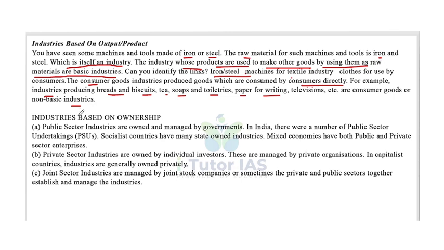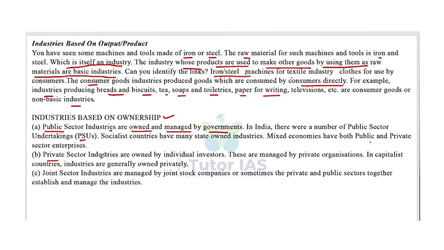Okay. Now, industries based on ownership. Public sector industries, private sector industries, joint sector industries are some of the examples. Okay, so what is called public sector industries? Industries owned and managed by governments. That is called public sector industries. In India, there were a number of public sector undertakings, that is PSUs. Socialist countries have many state-owned industries. Mixed economies have both public and private sector enterprises.